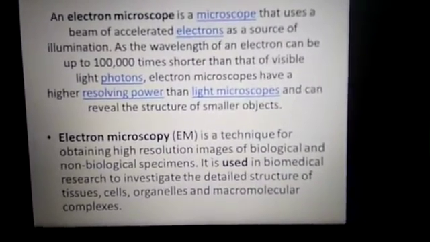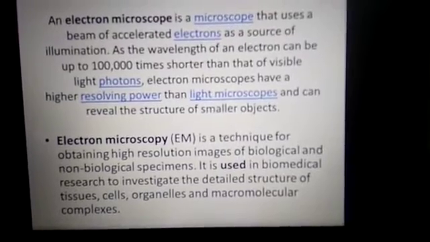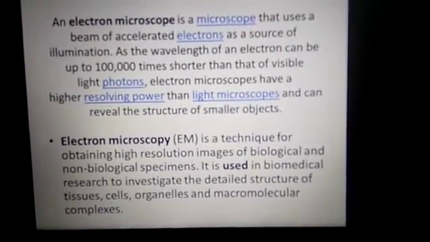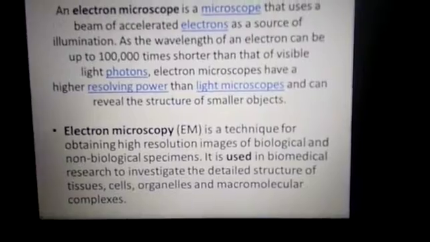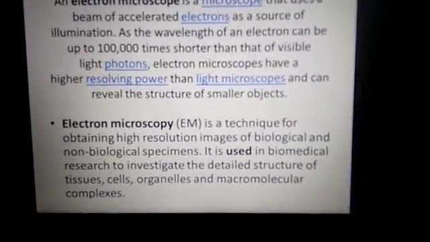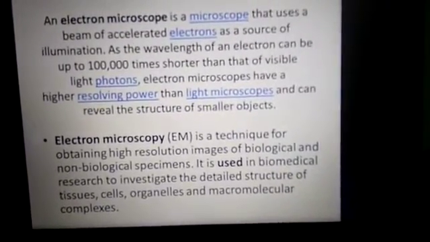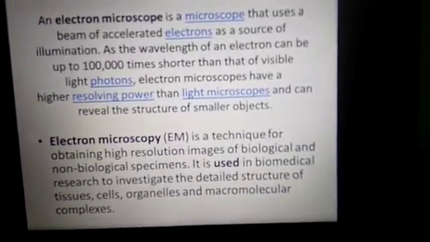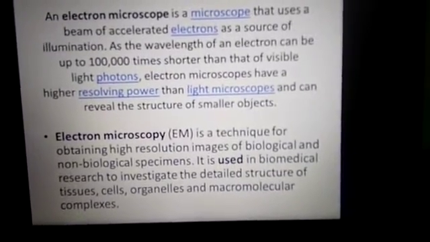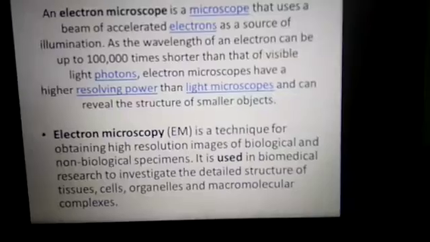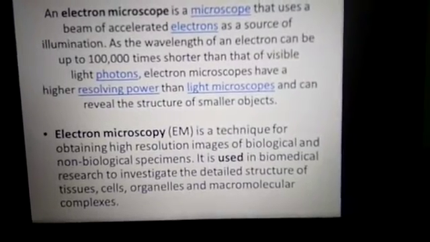It is used in biomedical research to investigate the detailed structure of tissues, cells, organelles and macromolecular and micromolecular complexes. If you know the structure, then it will be easy to manipulate cells or tissues to manufacture medically, that is, scientifically.